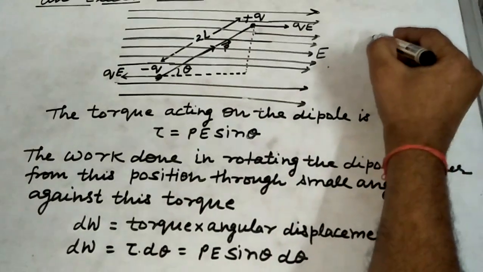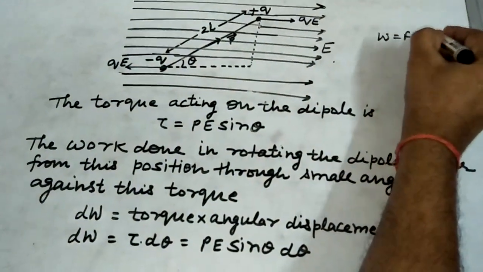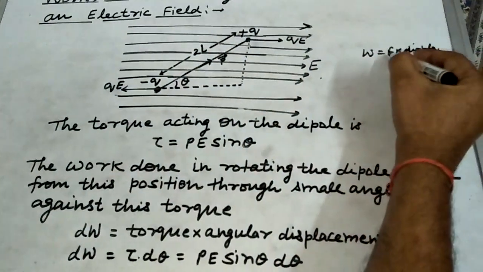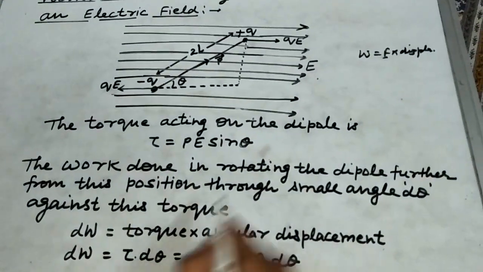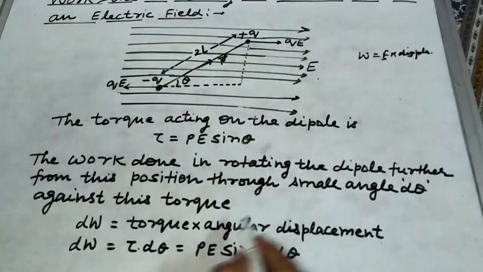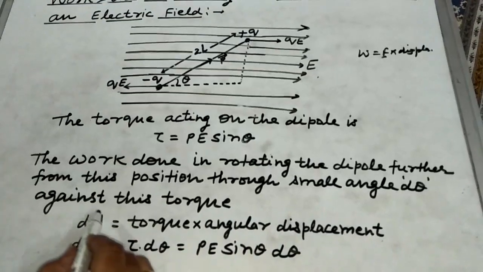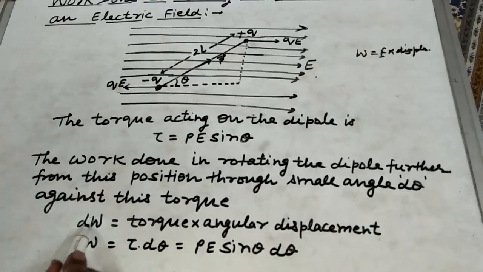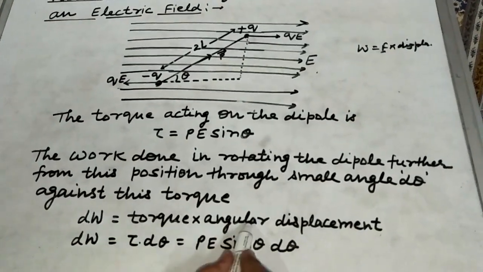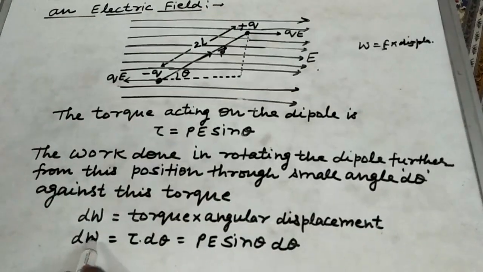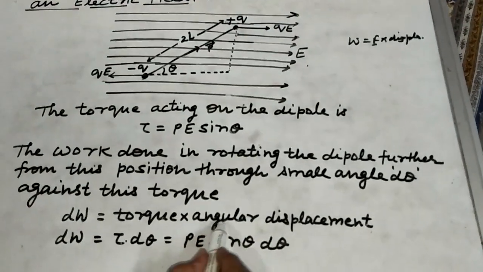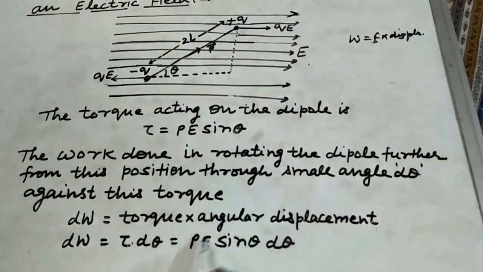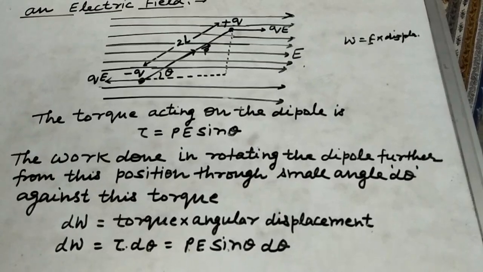Dear student, work is equal to force into displacement. But in rotational motion, force is replaced by torque and linear displacement is replaced by angular displacement. So for a small angle d theta, the work done is dW = torque into angular displacement. Torque is tau, angular displacement is d theta, and tau = PE sin theta. So dW = PE sin theta d theta.